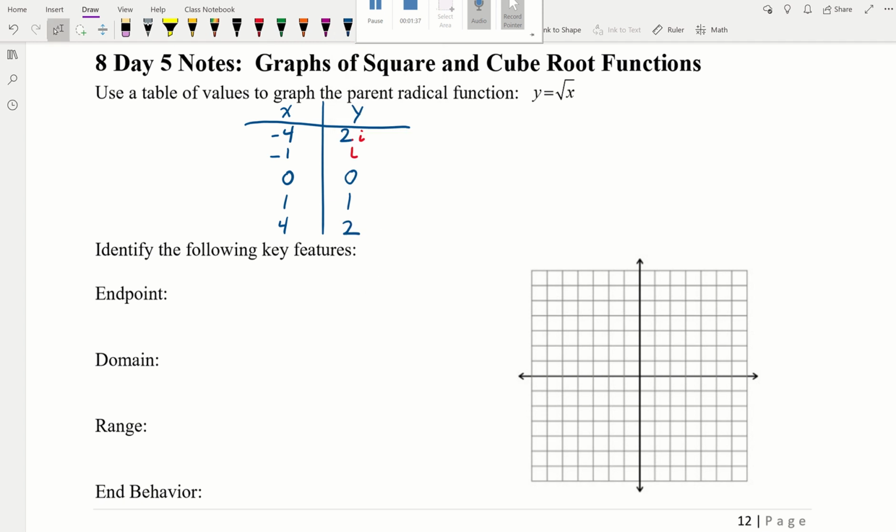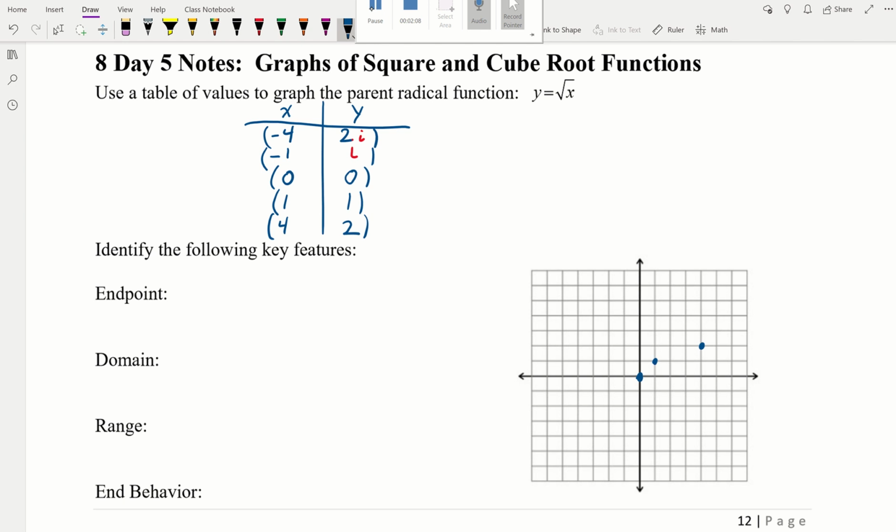So each of those represents a point on the graph, because when we make the table, we're basically creating coordinates that we can plot to graph the function. So as we plot these, we're going to plot the point (0, 0). We're going to plot the point (1, 1). We're going to plot the point (4, 2). But then if you try to plot the point (-1, i), i is an imaginary number, which means that point does not exist on the graph. And that's the same thing with (-4, 2i).